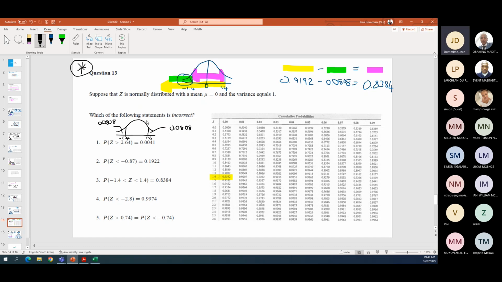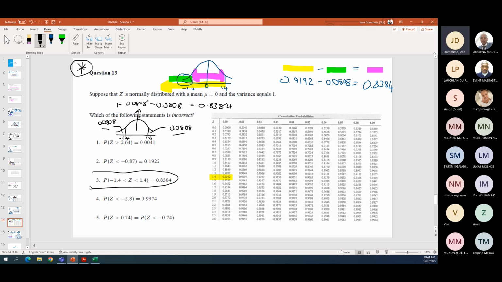So we then could have said, well, to get this area in the middle is 1 minus 0.0808, which is this one, minus the other 0.0808, which will also give us the 0.8384.